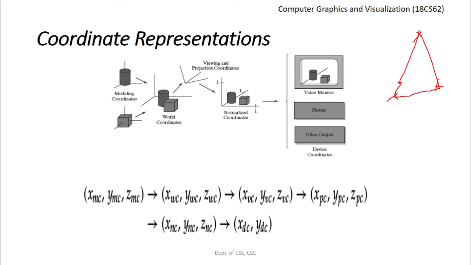Then we place the objects in appropriate locations within a scene reference frame called the world coordinates. Now we may want to place this triangle in front of some other object, maybe a rectangle or a cube or some other objects. Such coordinates we call the world coordinates. First we define the object using modeling coordinates, then we convert it into world coordinates.